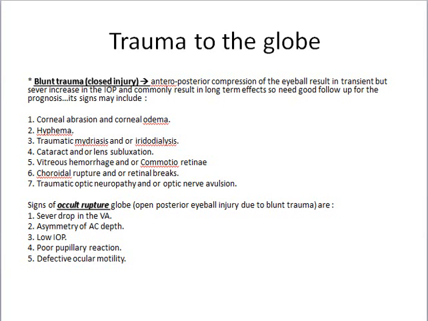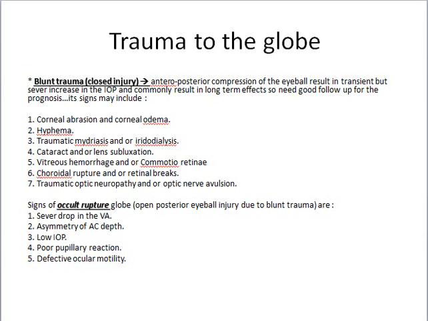A blunt trauma or closed injury is an anterior-posterior compression of the eyeball, resulting in a transient but severe increase in the intraocular pressure, and commonly results in long-term effects, so need good follow-up for good prognosis. Its signs may include corneal abrasion and corneal edema, hyphema, traumatic mydriasis or iridodialysis, cataract and or lens subluxation, vitreous hemorrhage and or commotio retinae, choroidal rupture and or retinal breaks, traumatic optic neuropathy and or optic nerve avulsion.